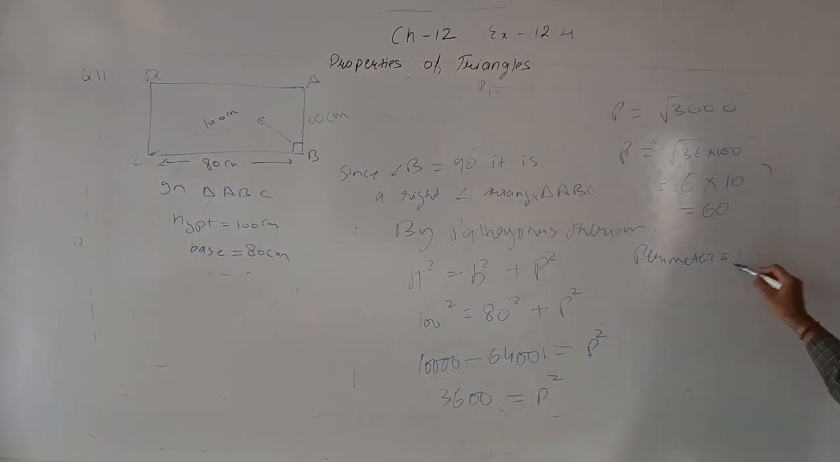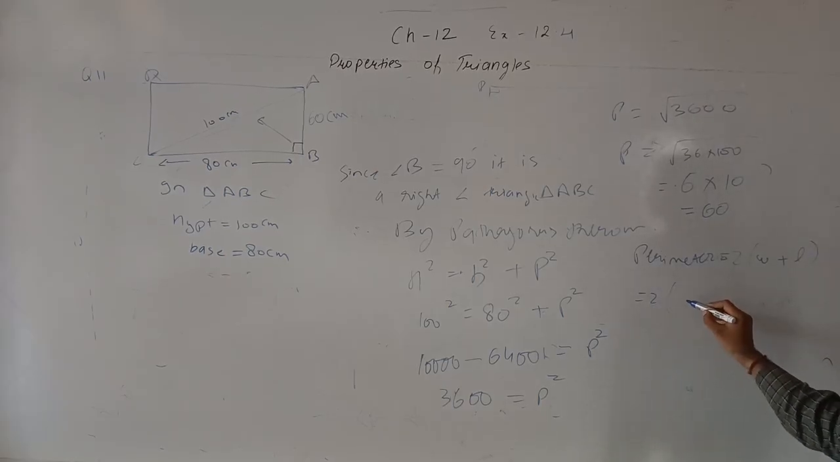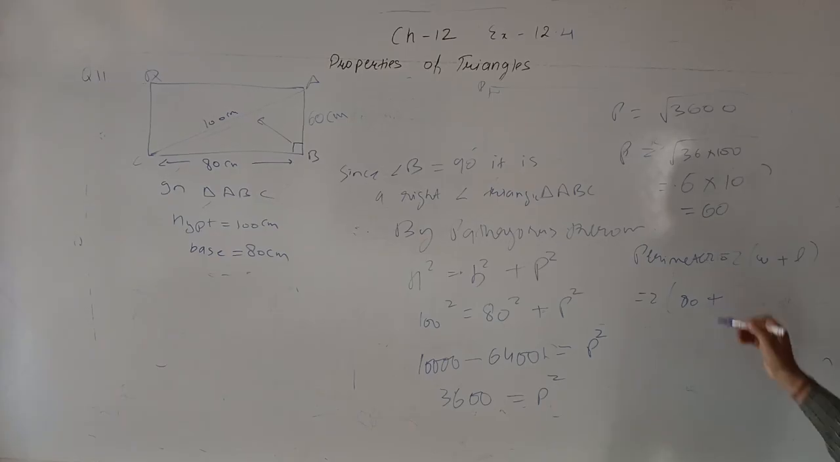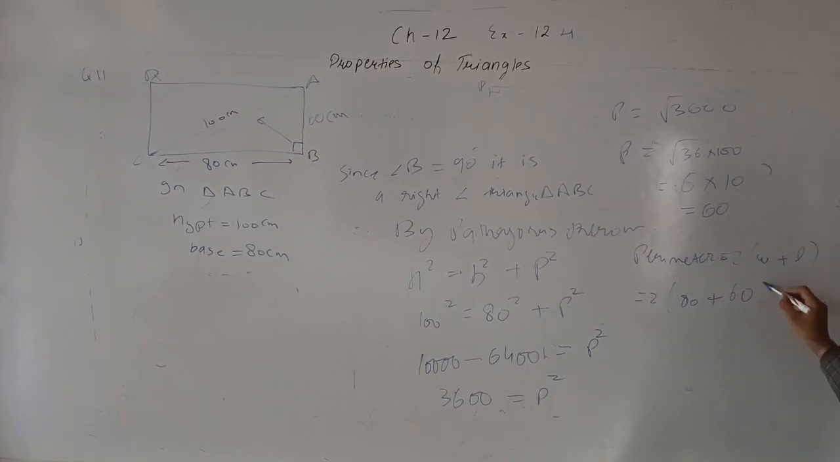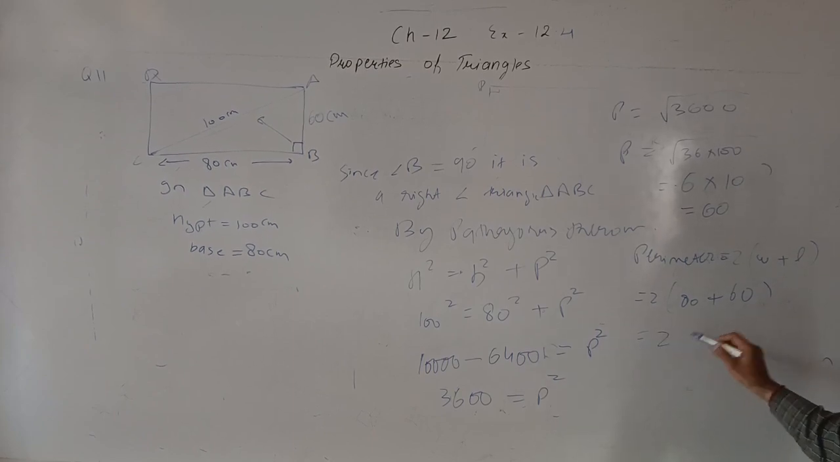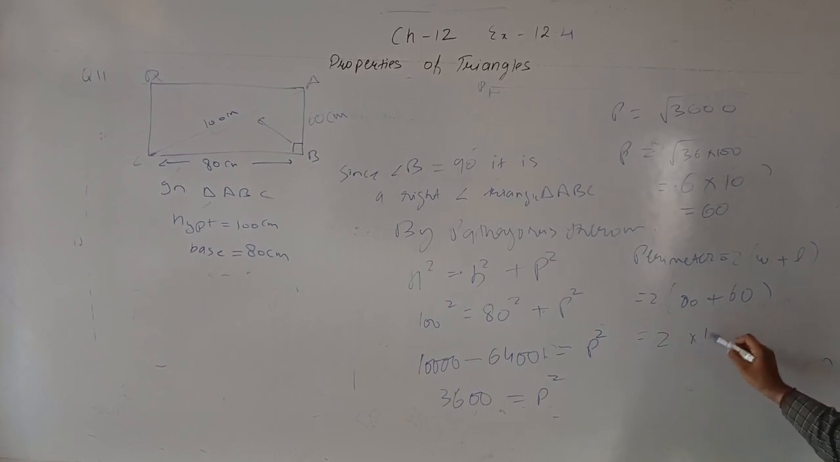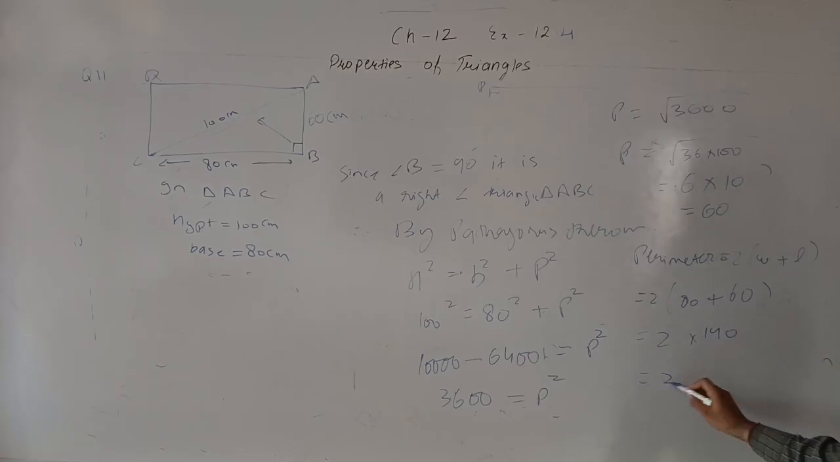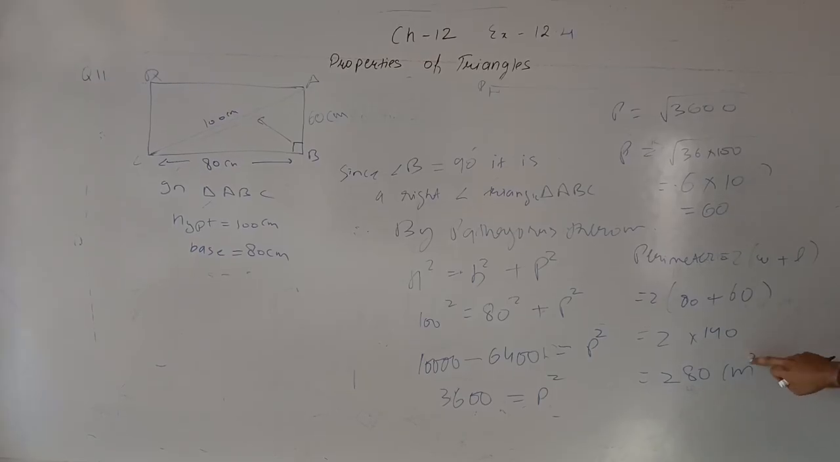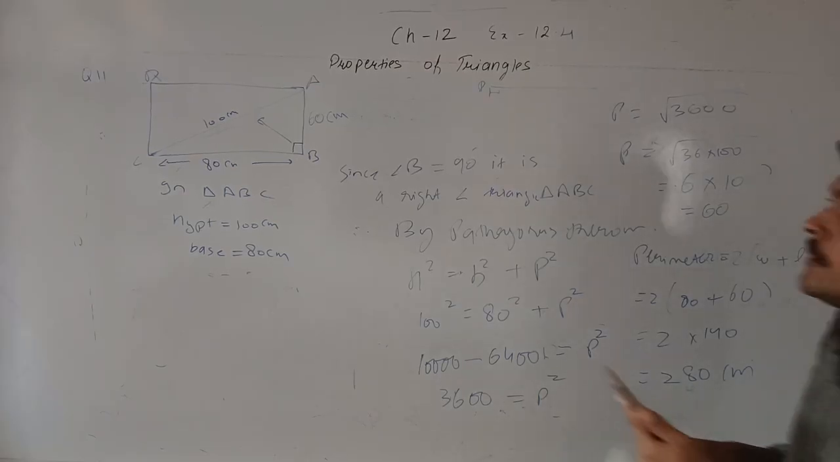Now perimeter of the frame is 2 into width plus length. Its length is given as 80 and its width is 60. So 2 into 80 plus 60 is equal to 2 into 140, which is equal to 280. So 280 centimeter is the perimeter of the rectangle, or perimeter of the picture frame.